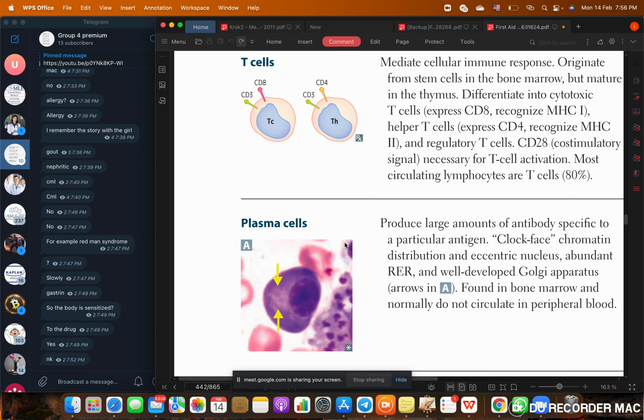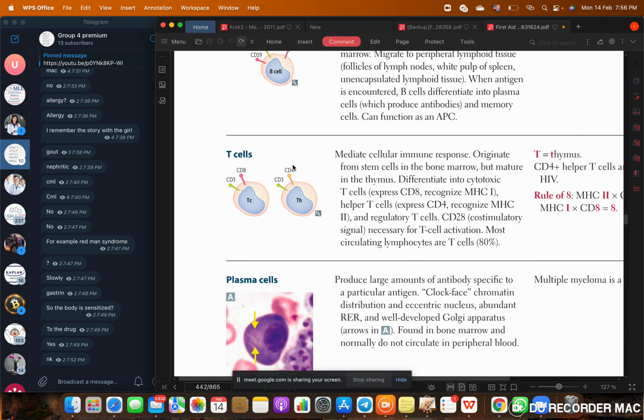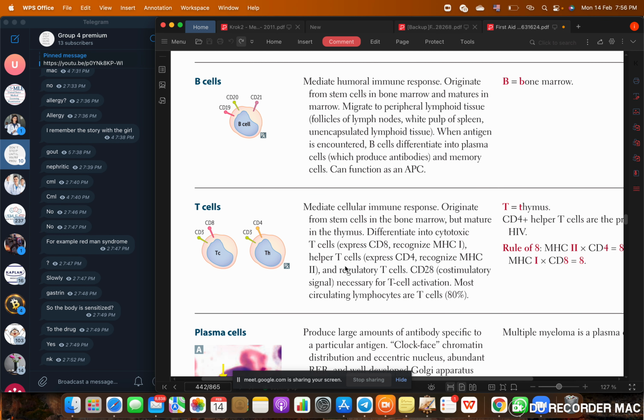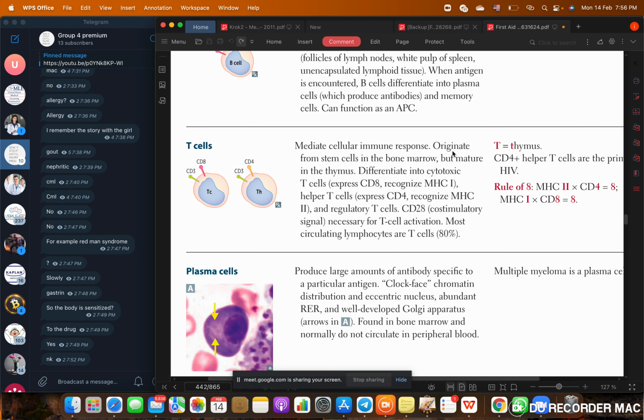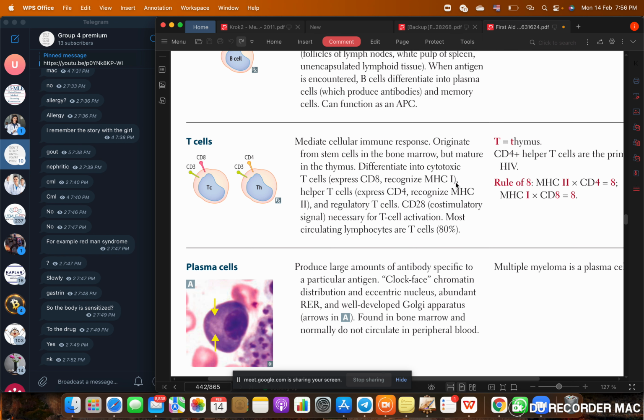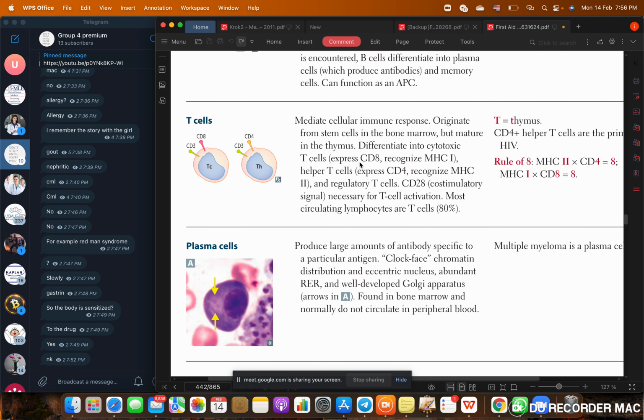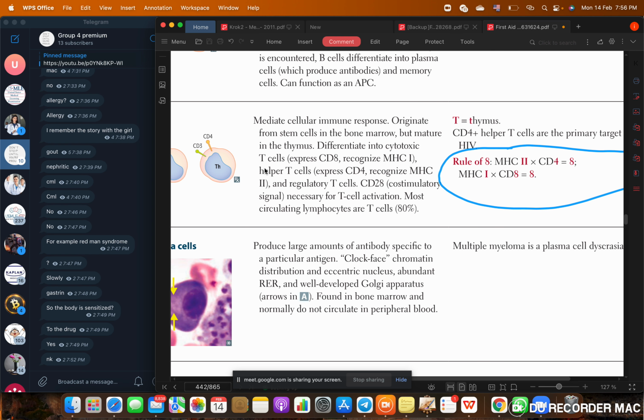Okay. So now the T cells. The T cells can be either CD4 or CD8. Both of them have the CD3. They mediate cellular immune response, originate from the stem cells in the bone marrow but mature in the thymus. They differentiate into cytotoxic T cells and express the CD8, which recognizes the MHC 1. Remember the rule of 8. Or they can express the CD4, which recognizes the MHC class 2. So 2 multiplied by 4 is also 8. And regulatory T cells as well.